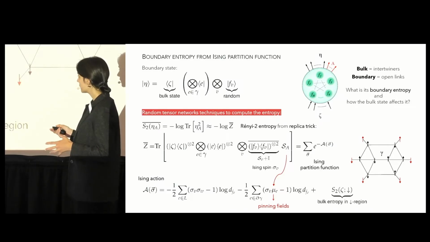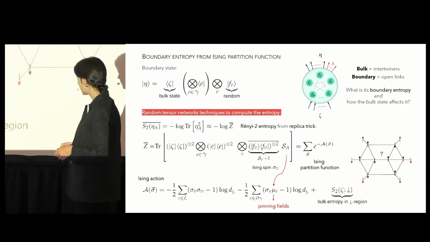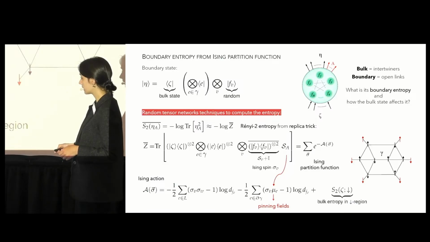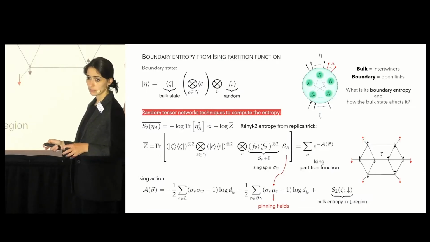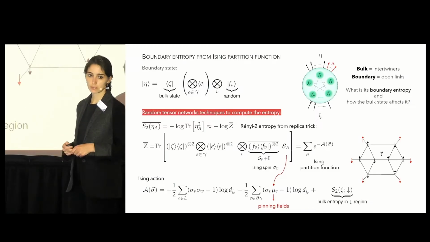In fact, the computation is a bit involved, but the result is that this trace can be written as a partition function for an Ising model, and here we have the Ising action. And you can see that for each vertex of the spin network, we have an Ising spin, and the nearest neighbor Ising spins are interacting with each other, and the strength of interaction depends on the dimension of the link connecting them. And here we have the Ising spins interacting with additional variables called the pinning fields, which are living on the boundary, depicted in red here, and coming from the swapping operator of the replica trick.